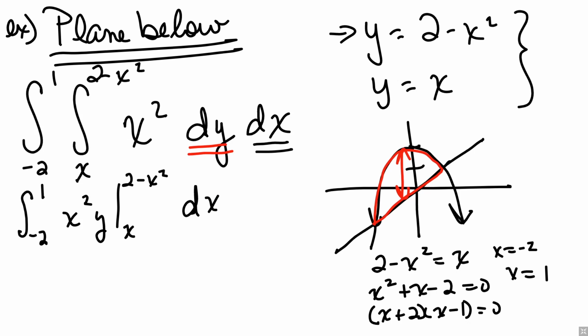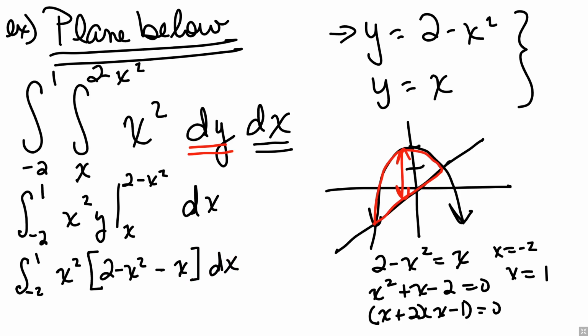So really, what we're going to have is the integral from negative 2 to 1 of x squared times, okay, we're going to plug in the upper limit for y, which is 2 minus x squared, minus the lower limit, which is x, dx. Now, to make my life easier, I'm just going to multiply that out. So it becomes the integral from negative 2 to 1 of 2x squared minus x to the fourth minus x cubed dx. Any questions there?